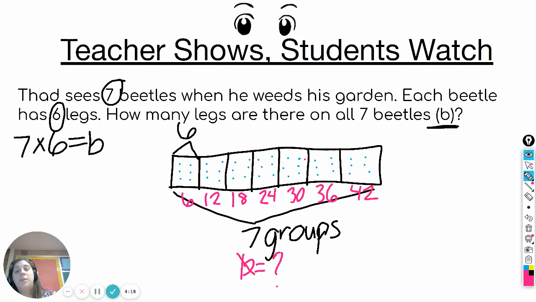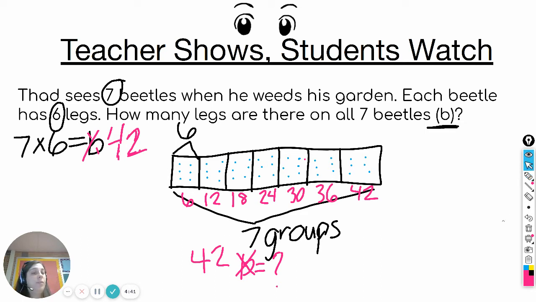So B equals 42. Okay, so 7 times 6, or 7 groups of 6, equals 42. If Thad has 7 beetles and they each have 6 legs, there's going to be 42 legs altogether.